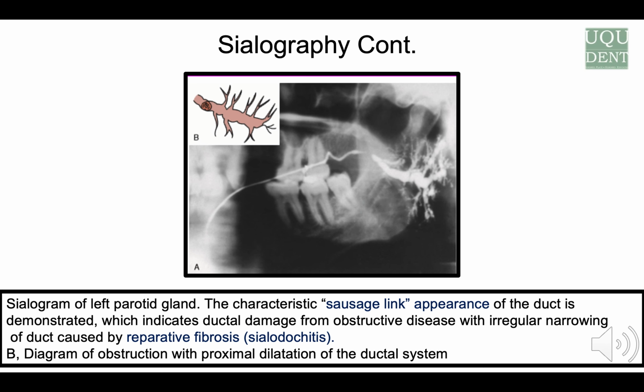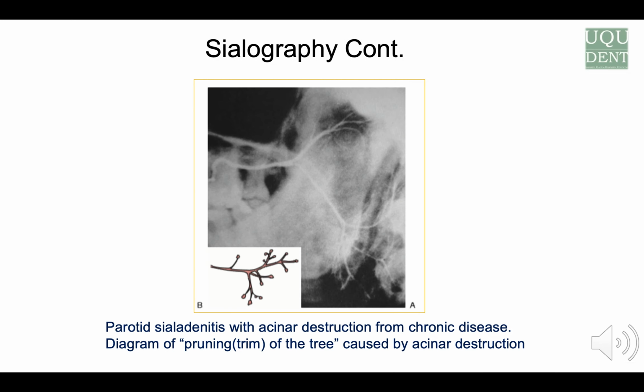In this picture, the sialogram of the left parotid gland, you see the characteristic sausage-like appearance of the duct. This indicates that there is ductal damage from an obstructive disease with irregular narrowing of the duct caused by reparative fibrosis. Another presentation of sialography is in parotid sialadenitis with acinar destruction from chronic disease. The diagram shows a pruning appearance, like when you trim a tree, caused by acinar destruction.